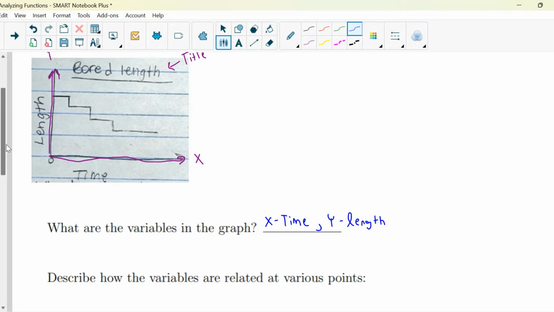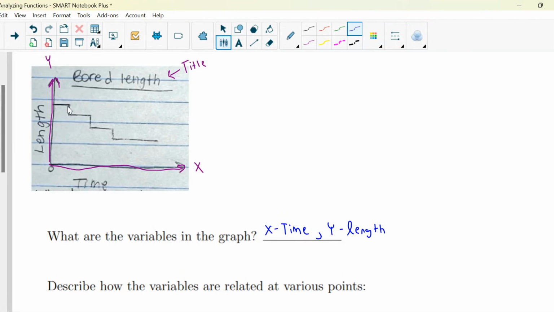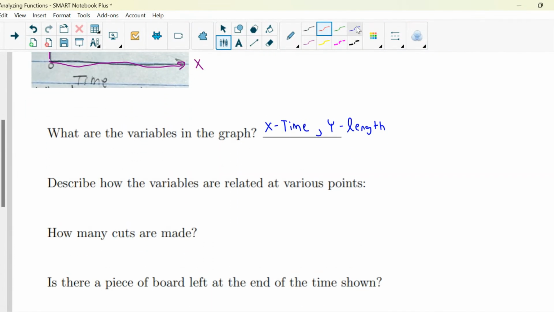So let's look at our graph here. As time continues, it appears that the length of our board keeps decreasing, right? For like a minute, our board's pretty long, and then it decreases. A minute later, it decreases again. A minute later, it decreases again, and then it stays the same. So I would say that the length of the board is getting shorter over time.